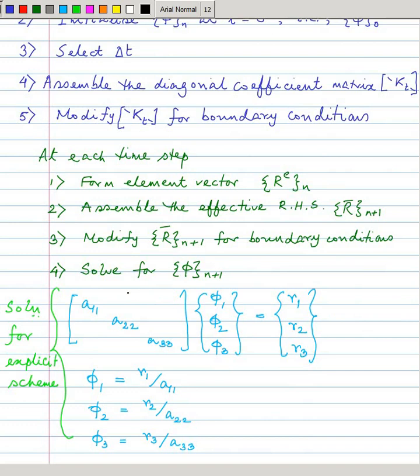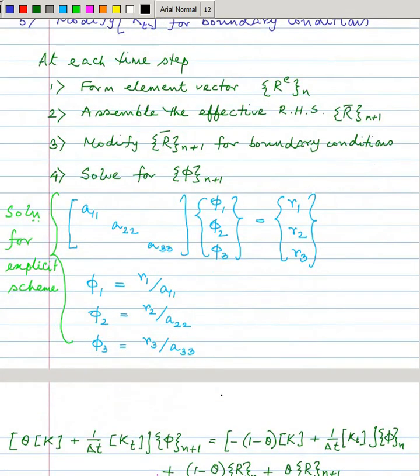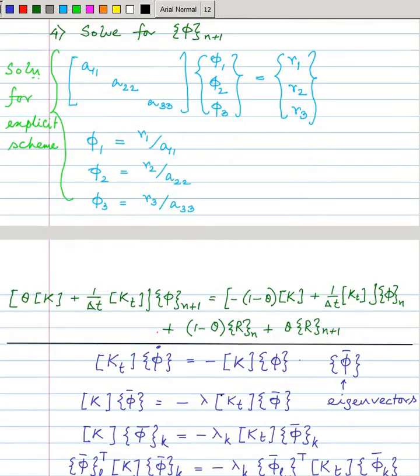Suppose K_T here is a diagonal matrix like this and you want to solve these equations, then the solution is just a division by the diagonal element. Divide the corresponding right hand side by the diagonal element. So just one division is required, and no more calculations are required for determining the unknowns. From here you can understand that the explicit scheme requires much less computation, but the number of time steps required is much more.